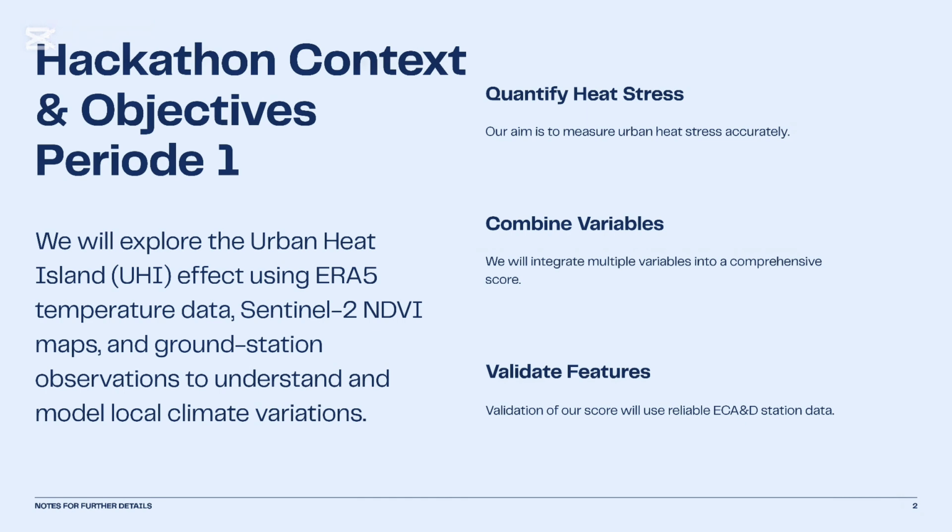Our objectives were clear. First, to quantify heat stress beyond simple temperature. Second, to combine variables like heat, dryness, and vegetation into a single comprehensive score. And third, to validate our features against reliable ground truth data from the ECA&D station network.